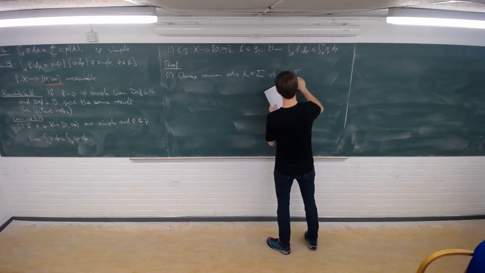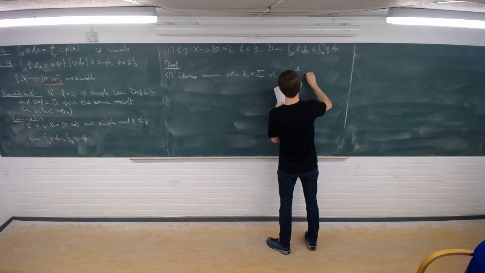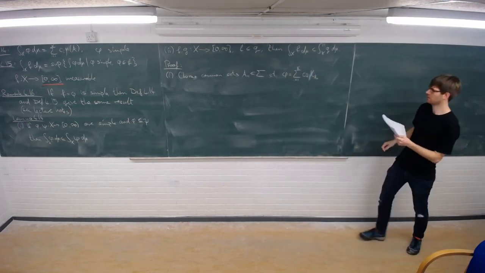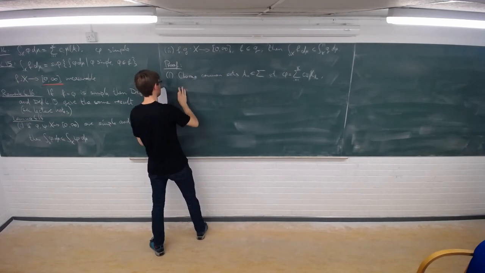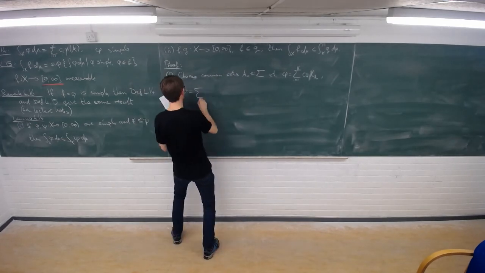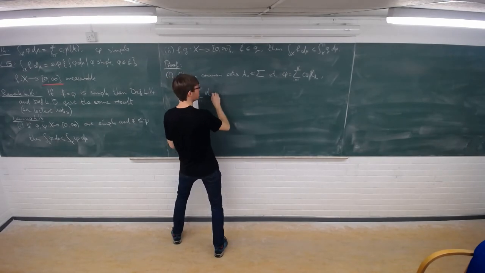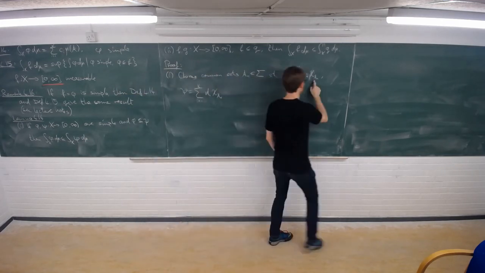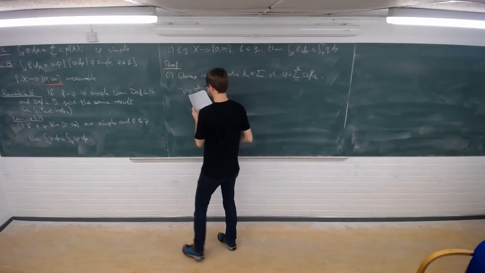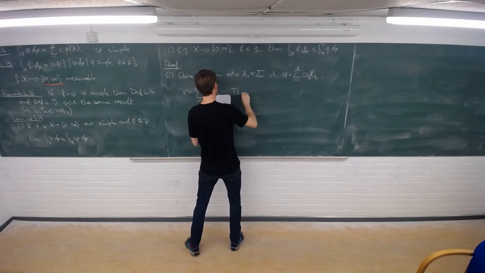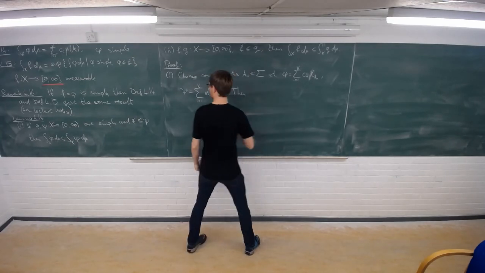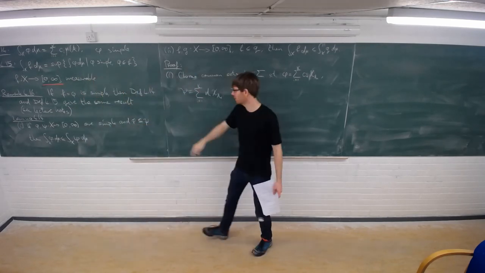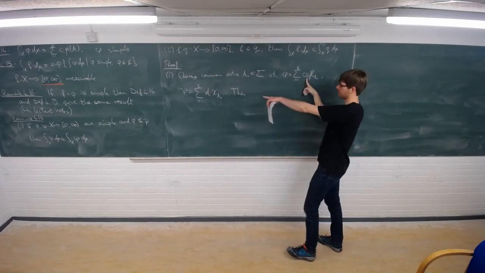phi has the representation sum i equals 1 to k c_n characteristic function of A_n, and psi has a similar representation sum i equals 1 to k d_n chi A_n. Right, and the important thing is that this A_n is the same as this A_n. So we chose a common set for both functions. Then because these A_n are the same and phi is less than psi, we can conclude that c_n is less than d_n for every n.